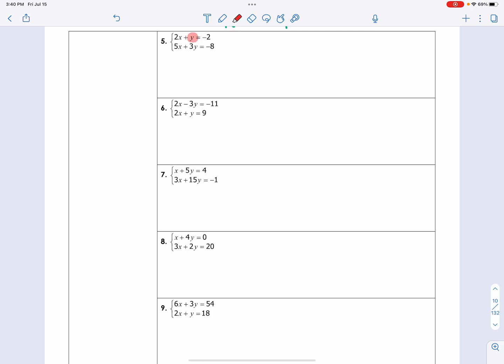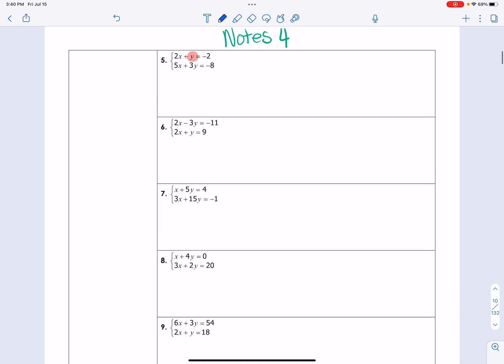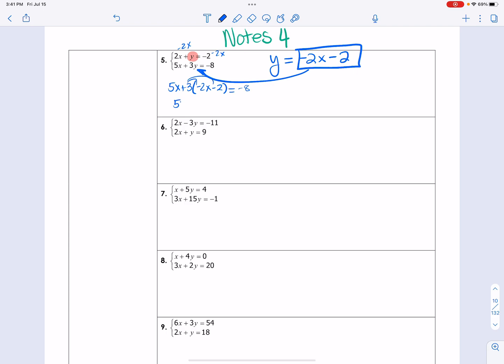Oh, this y. If I solve for that guy, all I have to do is minus 2x. So I get y equals a negative 2x minus 2. And now I have it solved, and I'm going to put it into the y. So when I put it into the y, I'd have 5x plus 3, and then minus 2x minus 2 is going in for the y. I'm substituting it. So I times by 3, so 5x minus 6x minus 6 equals a negative 8.